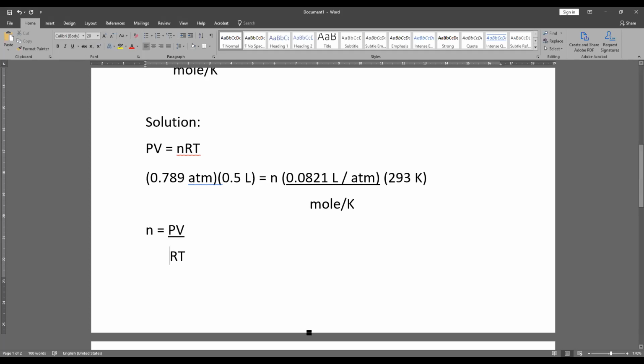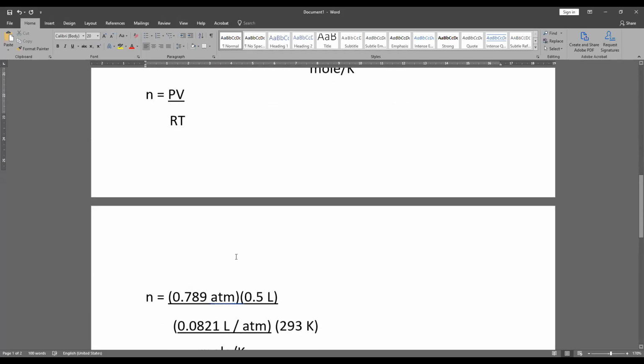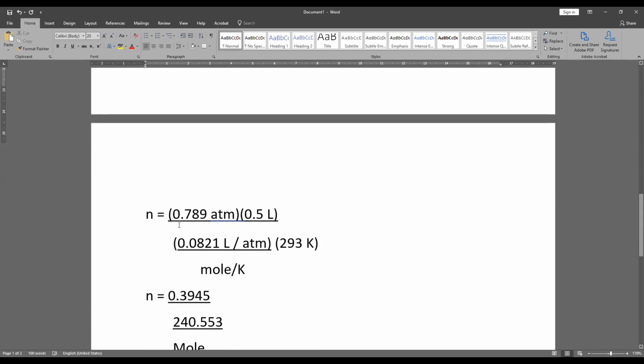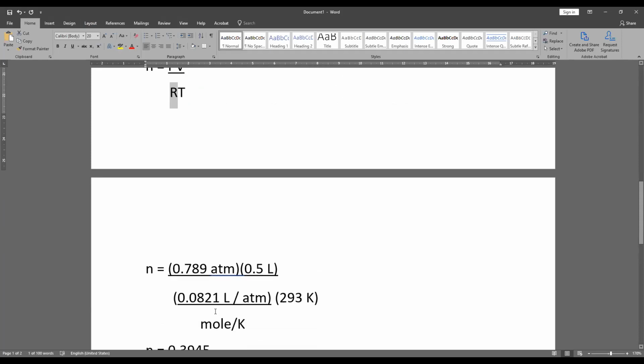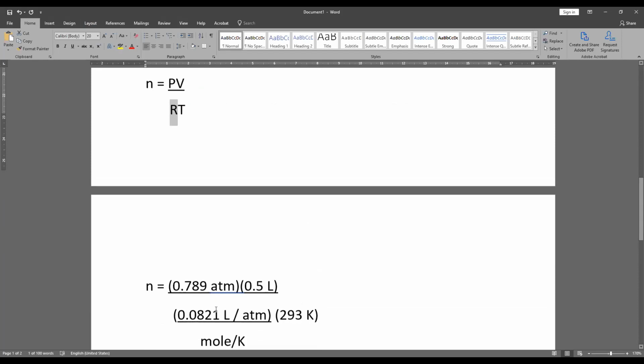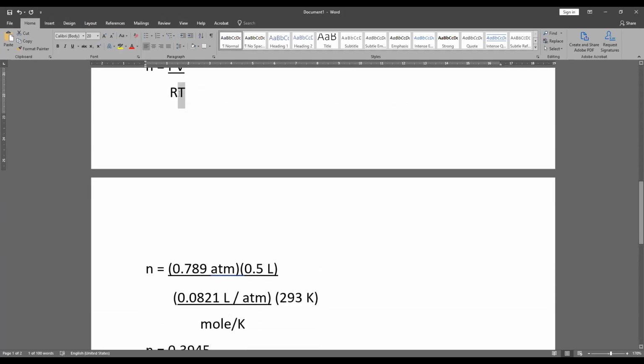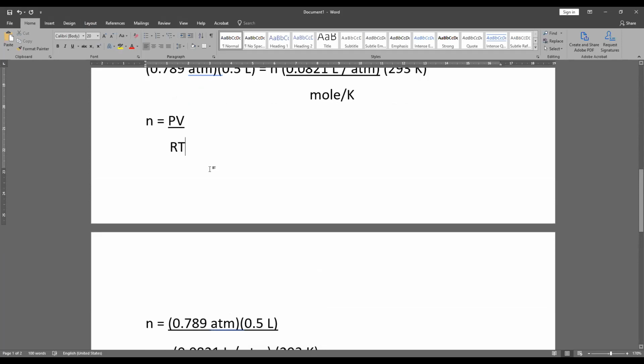Okay, look at what we did. Pressure and volume, correct? R is the proportionality constant. We have 0.0821 liters per atm over mole per Kelvin and times temperature, right? Correct? Grade 10, are you still with me? Yes. Yes, sir.